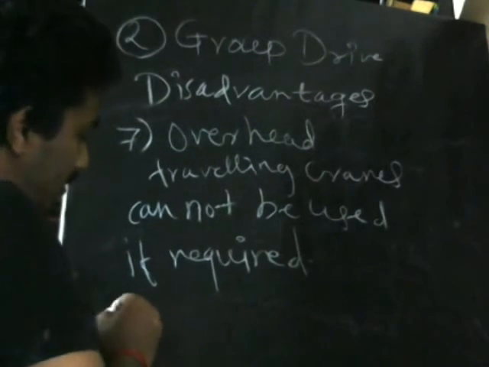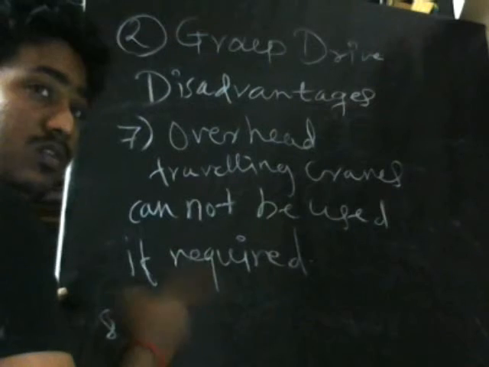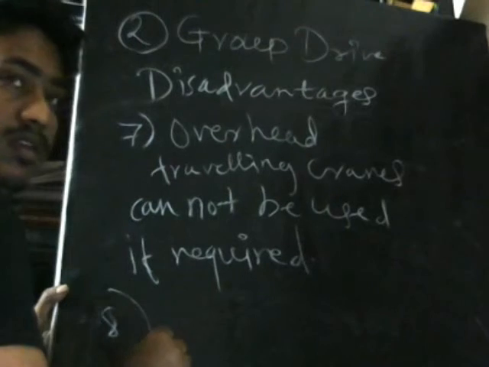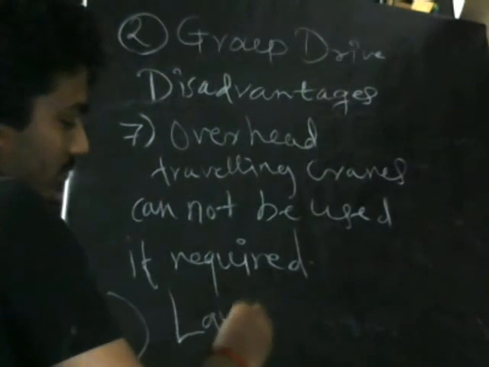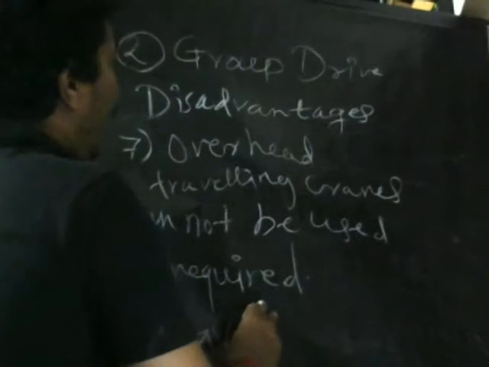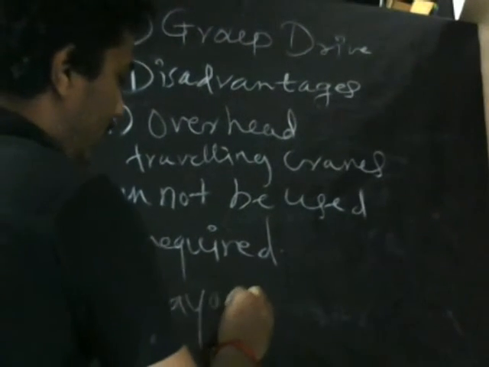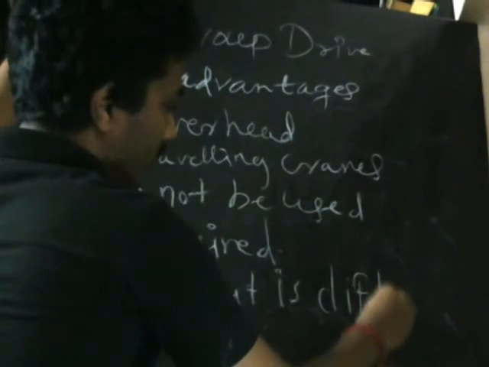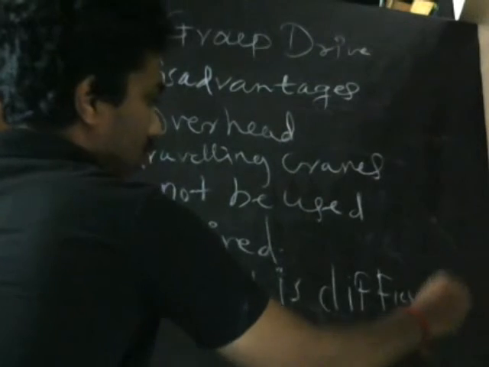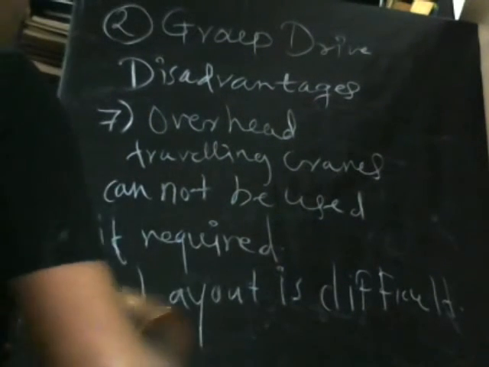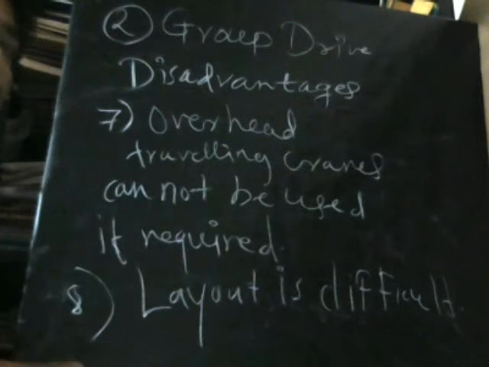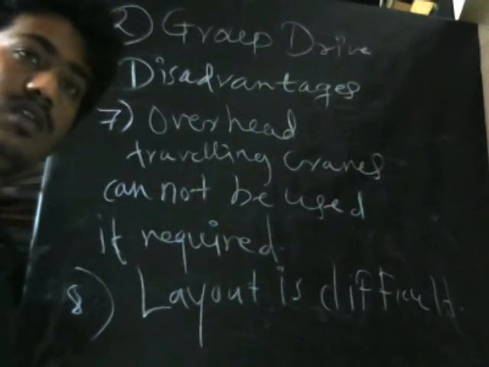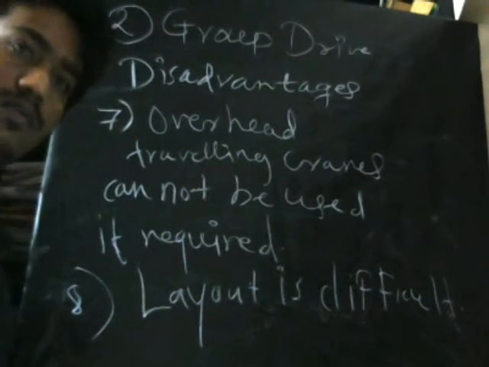And why is this? Because the layout is difficult, and this is our disadvantage, that the layout is difficult. You can clearly see the layout is difficult and overhead traveling cranes cannot be used. Okay, so in this way we have seen group drive.